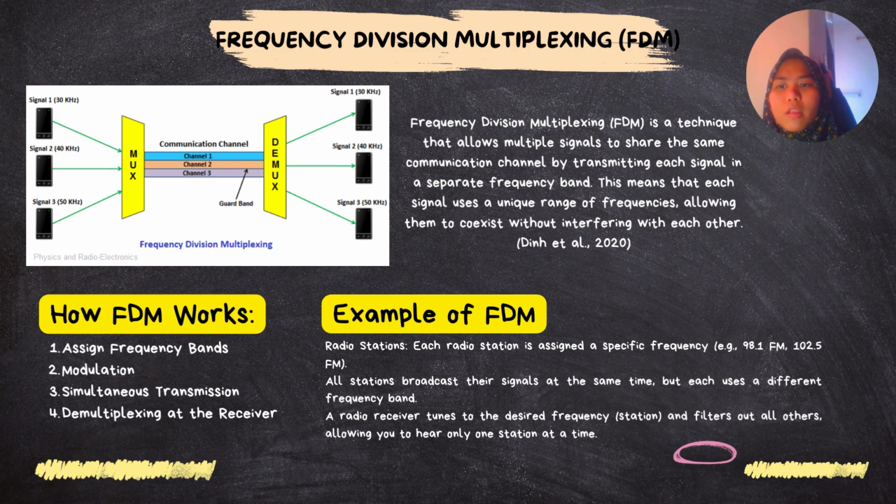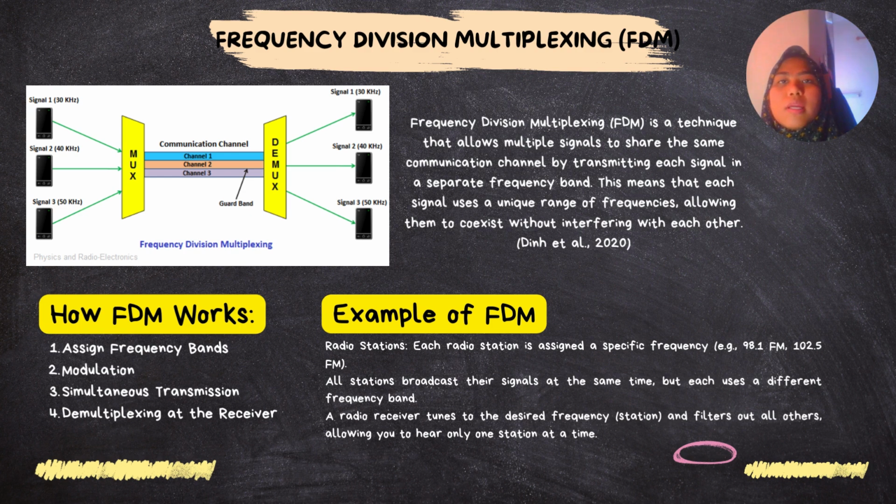And then a great example of FDM is radio stations. Each radio station is assigned a specific frequency, such as 98.1 FM or 102.5 FM. All these stations broadcast their signals at the same time, but because they use different frequencies, there's no interference. When you tune your radio to a specific frequency like 98.1 FM, the radio filters out all the other stations, allowing you to hear just that one station.